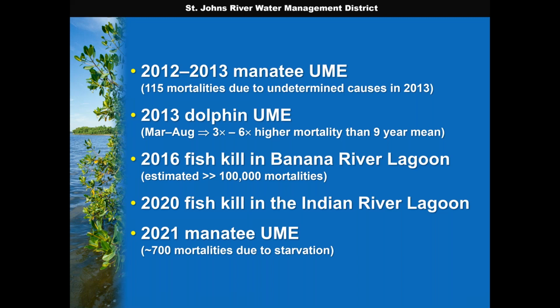The 2013 dolphin UME really hasn't been closed out yet, but it occurred right around that same period of time. We've also seen fish kills when the phytoplankton blooms crash and the DO goes down. And then recently we had the most recent manatee UME, which appears to be the first one that's really due to the lack of food. So the animals are emaciated and in really bad condition.